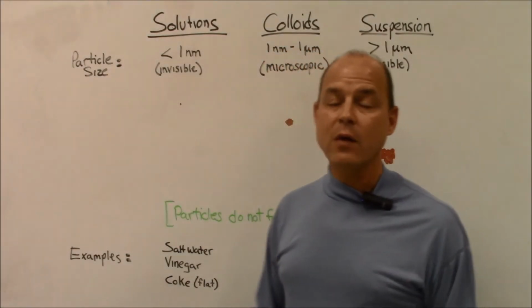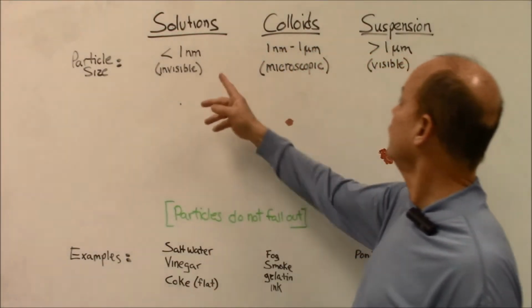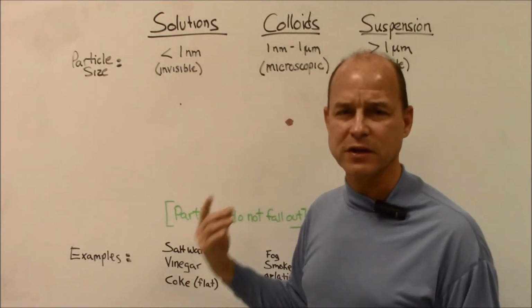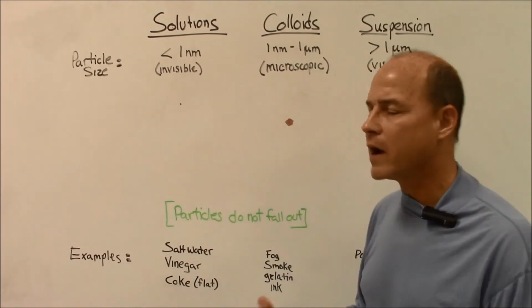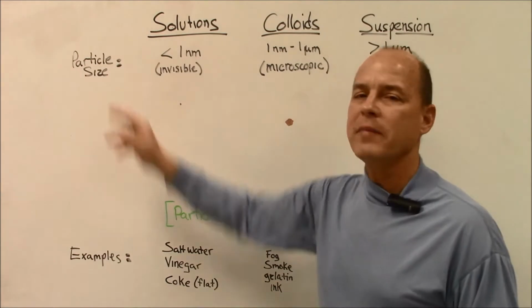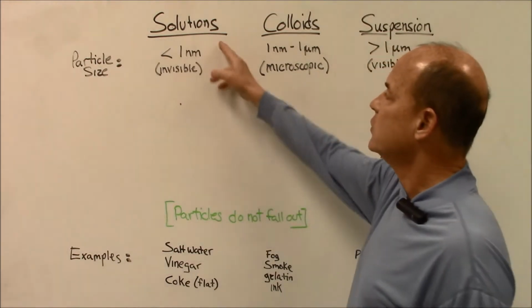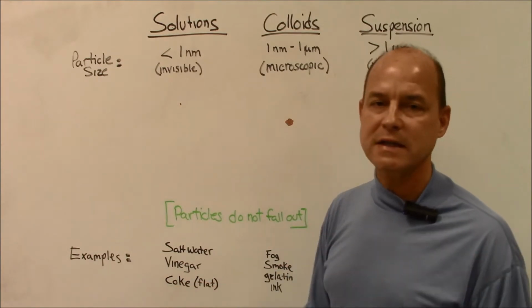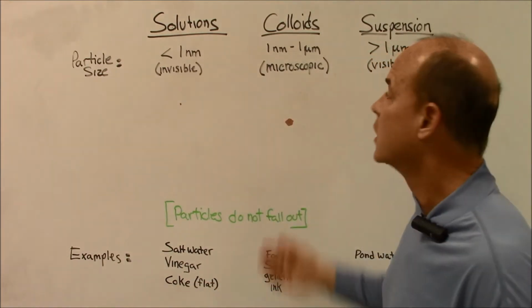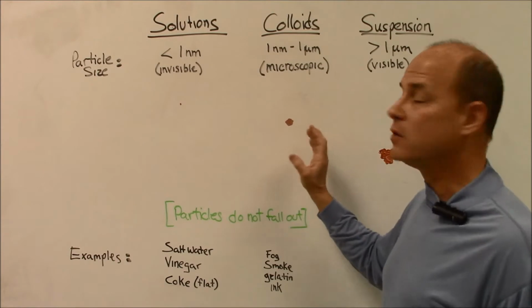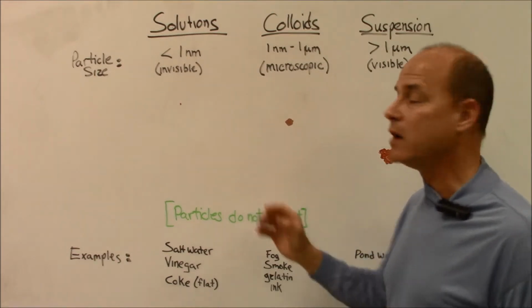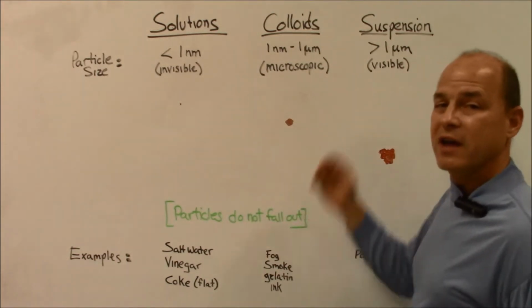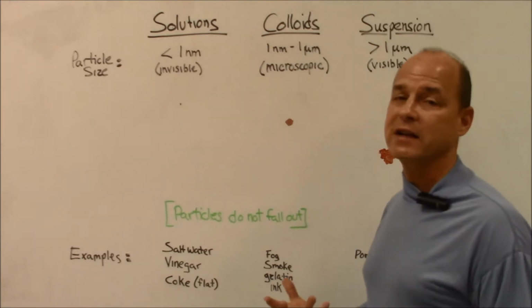Hey, this is Mr. A, and I want to give a real quick lesson on solutions, colloids, and suspensions. It's easy to get those confused, but what I want you to remember is that it's all about the particle size. Solutions have these invisible particles. The particles are so small you can't see them, even with a microscope. Colloids have small particles in them, but you can see them with a microscope. And suspensions have particles in them that you can practically see.